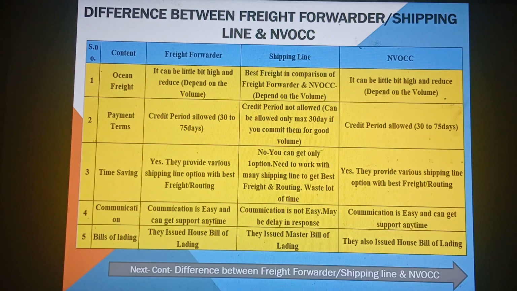If you take a container booking from a shipping line, then a credit period is not allowed. For small volume, a maximum of 30 days can be allowed if you commit to good volume. It means, for example, 100 per container, 50 containers per month. With that type of volume, they can allow 30 days maximum. And for NVOCC, the same rule applies, the credit period allowed can be 30 to 75 days.